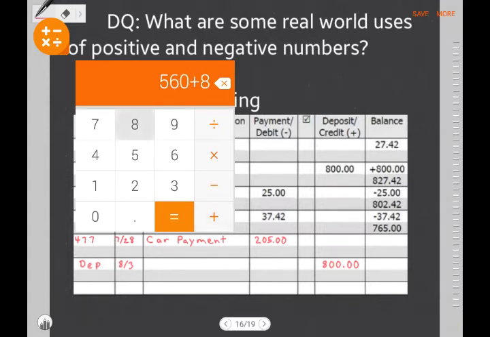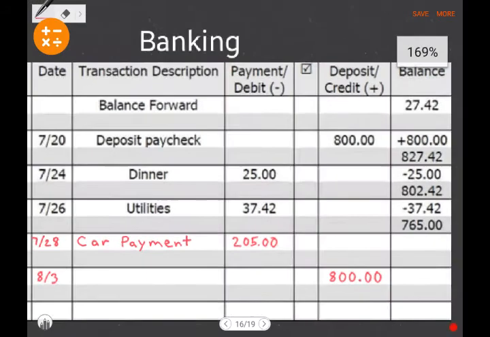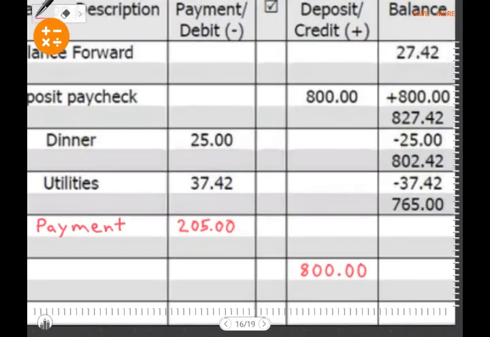So plus $800 equals $1,360. So you should write your new balance as $1,560. I'm sorry, $1,360. You can go back and do that with me now.